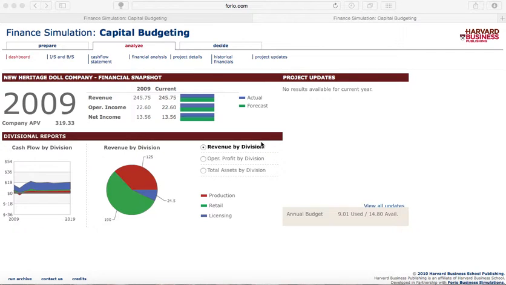Today I'm going to be talking about capital budgeting and how to increase the company APV. So to start, you can check the snapshot and see that our revenue is $245, operating income is $22, and net income is about $13.5.